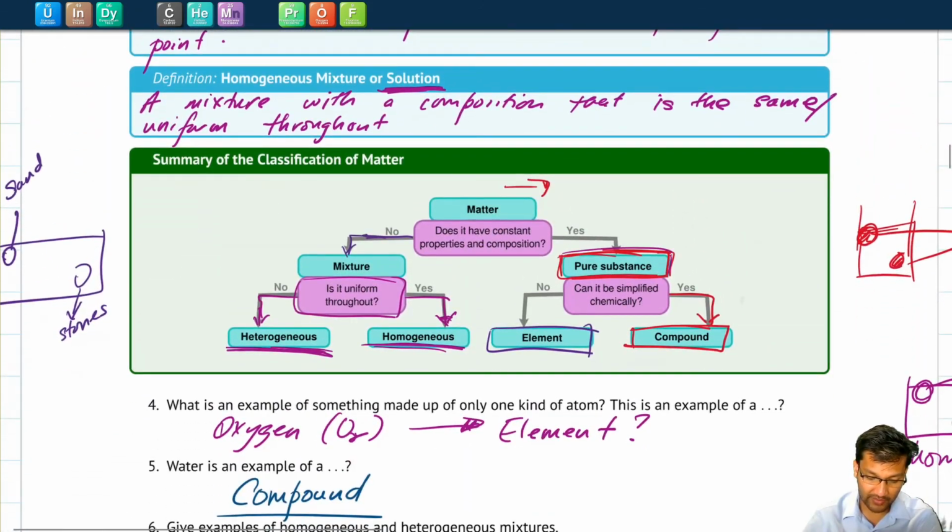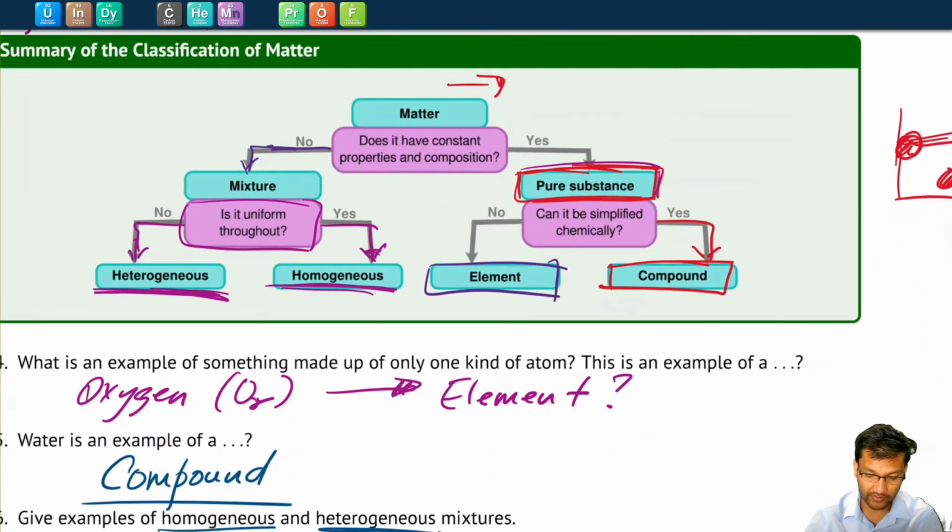Okay, that brings us to the end of this lecture. In this lecture, we talked about the classifications of matter into mixtures and pure substances. Mixtures can be homogeneous or heterogeneous, and pure substances can be elements or compounds. I will see you in the next video where we'll talk about physical and chemical changes.